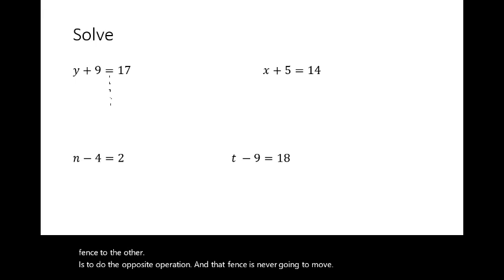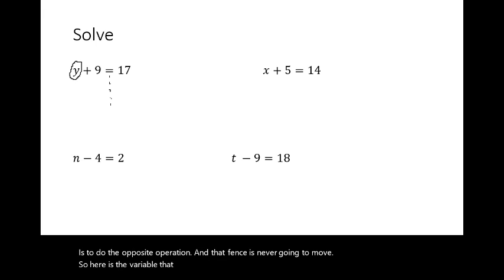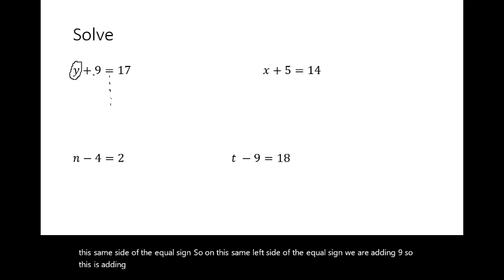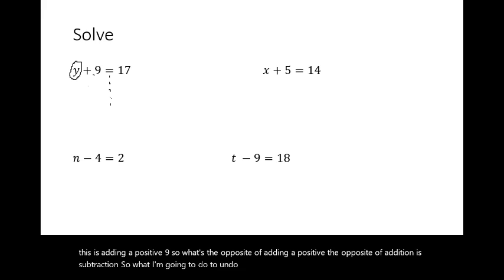So here is the variable that we're trying to get by itself. Let's look at the operations on this same side of the equal sign. On this left side, we are adding a 9. So this is adding a positive 9. What's the opposite of adding a positive? The opposite of addition is subtraction. So to undo this plus 9, I am going to subtract 9.